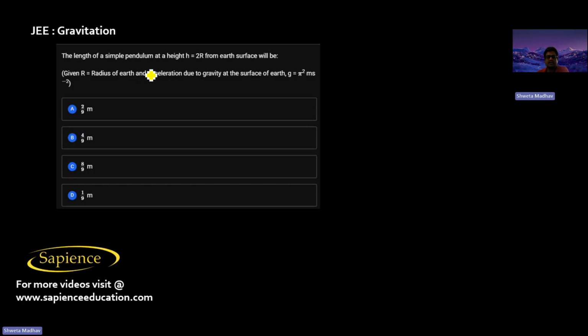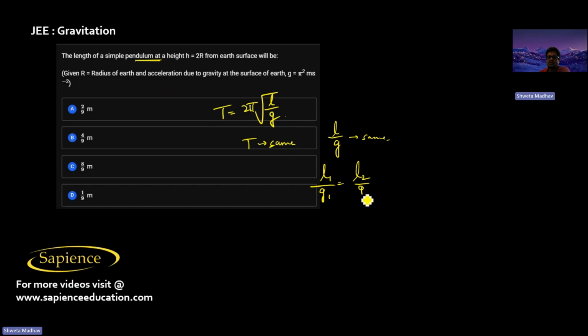So if it has to give the same time period, it means that the time period should remain the same. So we know that T is equal to 2 pi root over L by g. So T should remain the same. So it means L by g value should remain the same. So I can say that L1 by g1 will be equal to L2 by g2.